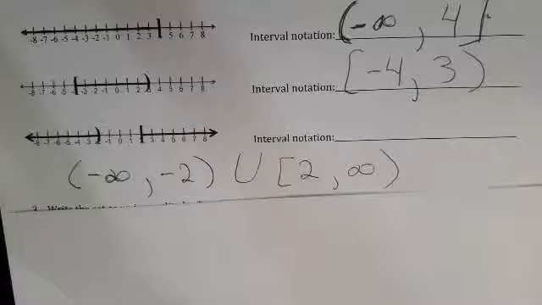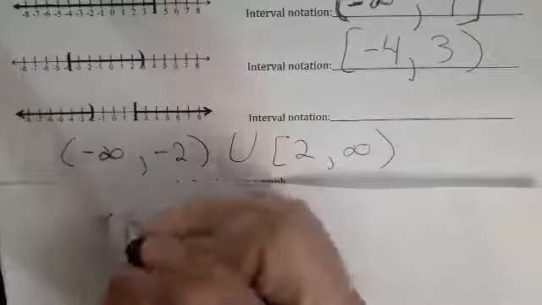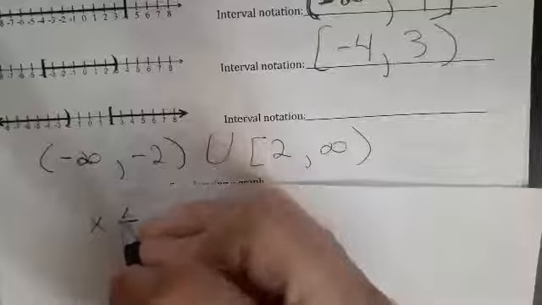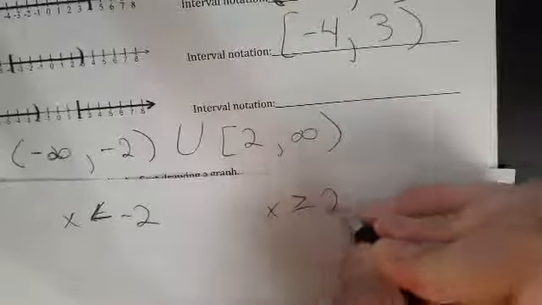Now, they don't ask us to do it, but I want to go through this because this is one of those kind of silly things. If we look at this, this is x being what? Less than, not equal to, just strictly less than, minus 2. And this thing is like x is being what? Larger or equal to 2.